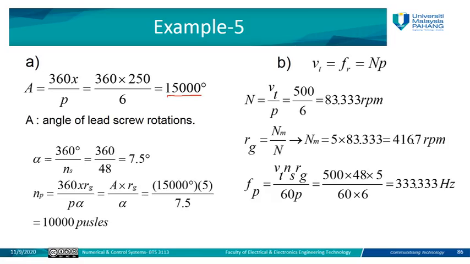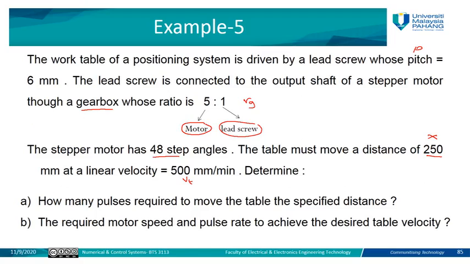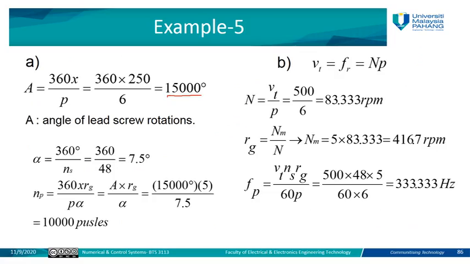Then we have a formula saying alpha, the step angle, is equal to 360 over ns, the number of steps. According to this, he said the motor has 48 step angles, which is the ns. Then we have 360 over 48, because the complete revolution is 360, so we can find the value of alpha, which is 7.5 degrees.